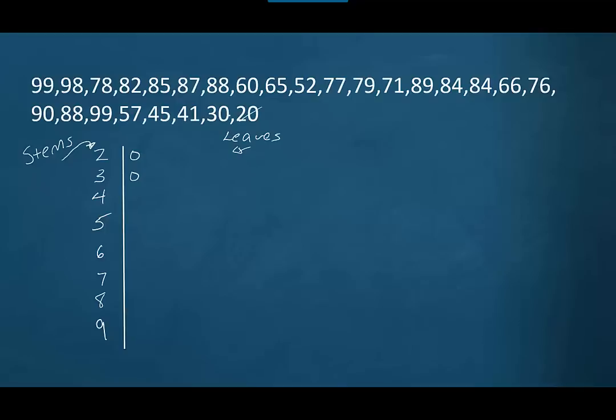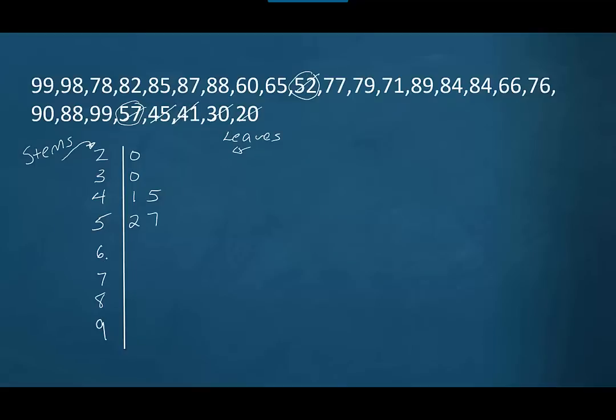And sometimes I'll go ahead and cross those off so I don't have to look at them again. I've got a 41 and a 45. So I'll put 1, 5. So this is read 41 and 45. And then go to the 50s, and let's cross those two off. I've got a 57, a 52.